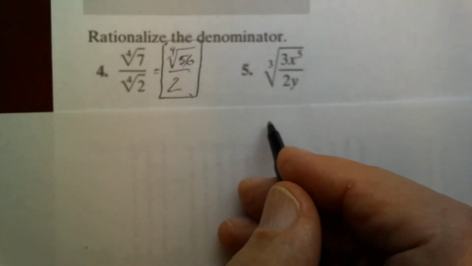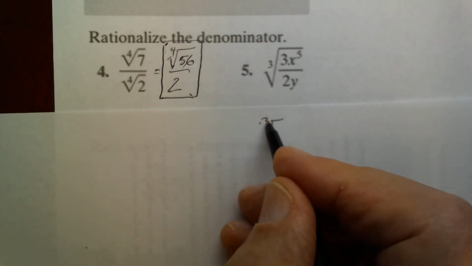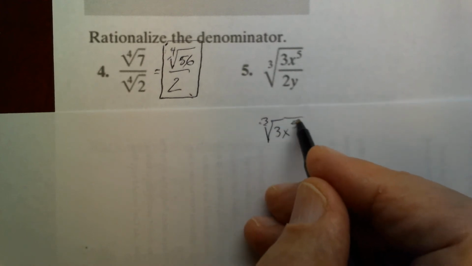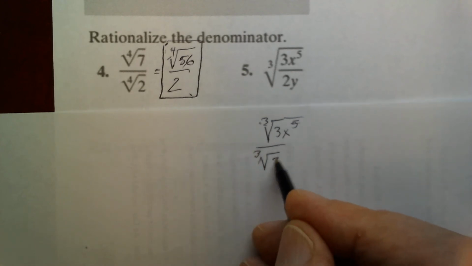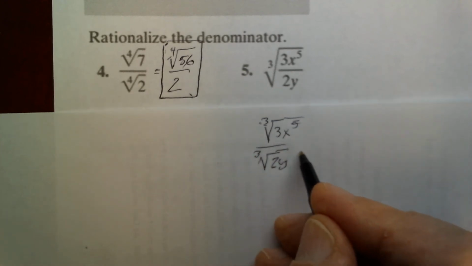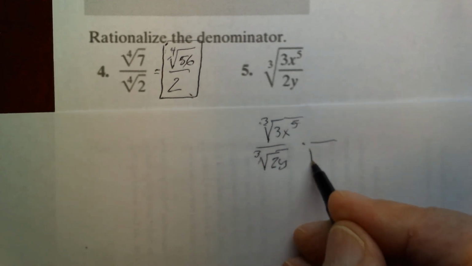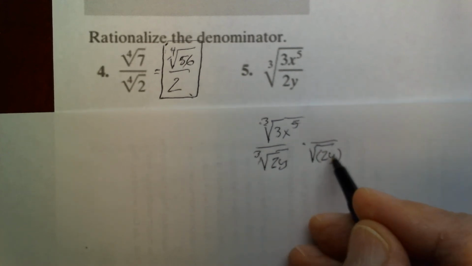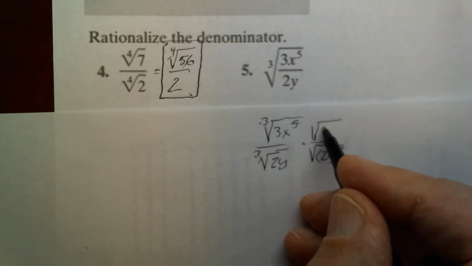Number 5, we begin by rewriting the expression as a quotient of radicals. So it would be the third root of 3x to the fifth divided by the third root of 2y. So for the denominator, to rationalize the denominator, we need to multiply the radicand by 2y to the second power. And of course, that would be also then for the numerator, 2y to the second power.